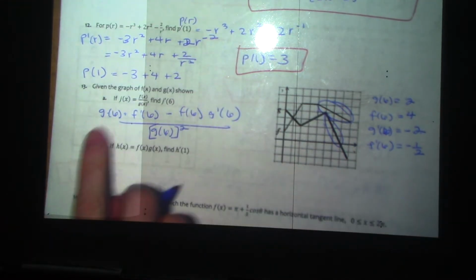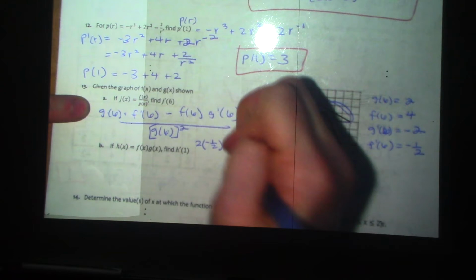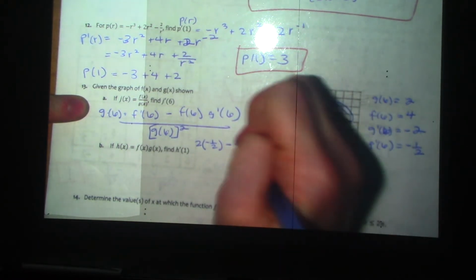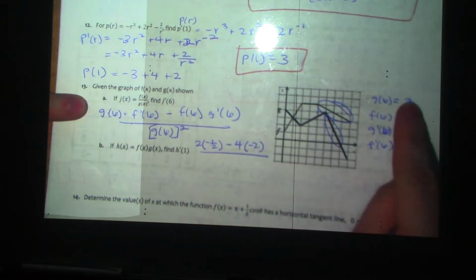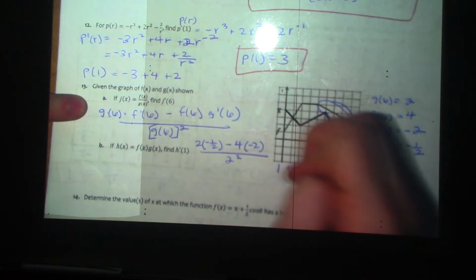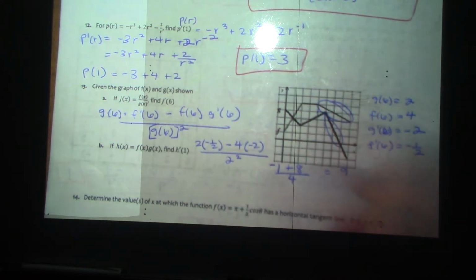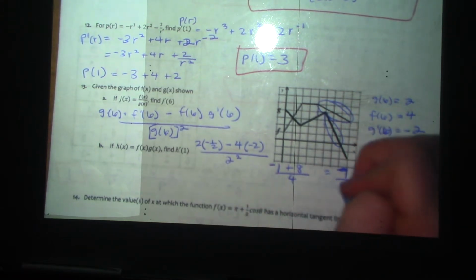And then now we plug in. g of 6 we just said was 2. f prime of 6 we just said was negative 1/2. Minus f of 6, which is 4. g prime of 6 is negative 2, over g of 6 squared, so over 2 squared. That's just 1. That becomes plus 8, over 2 squared, which is 4. Oh, negative. Whew. Negative 1. So negative 1 plus 8 is 7 over 4, which is my answer.